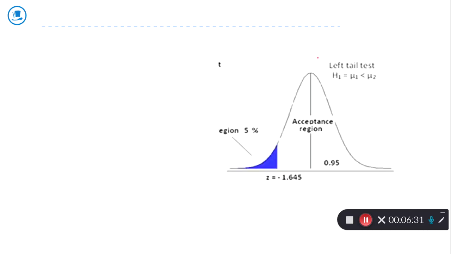For a left-tailed test, which would be when the alternative is a less than, and here again alpha is 0.05, the critical value is negative 1.645. So this would be the rejection region right over here.